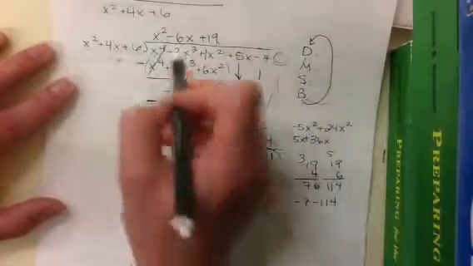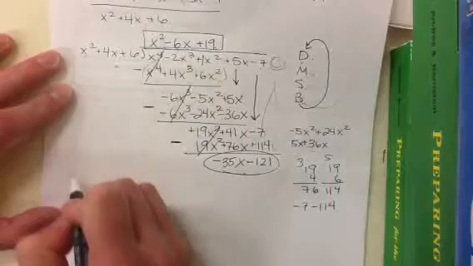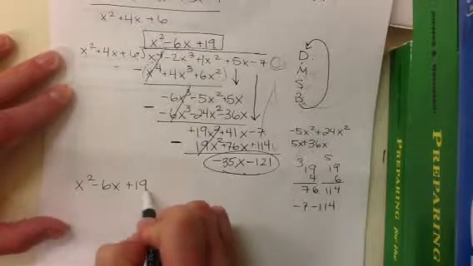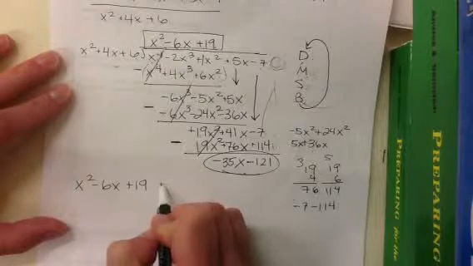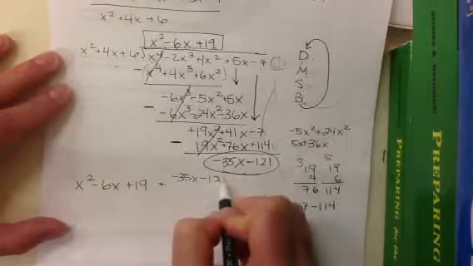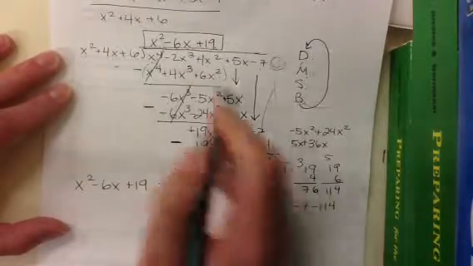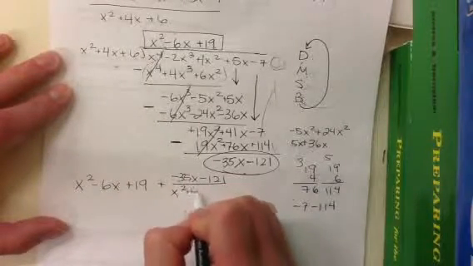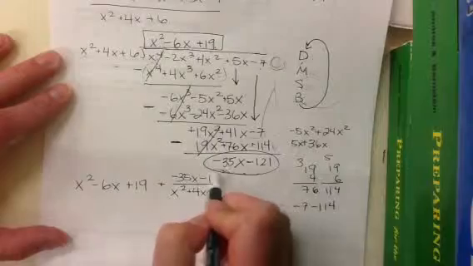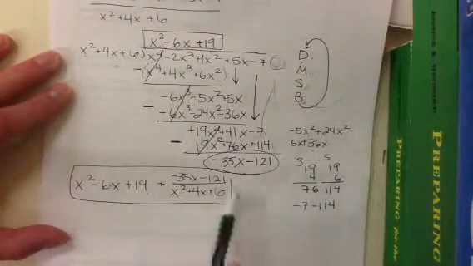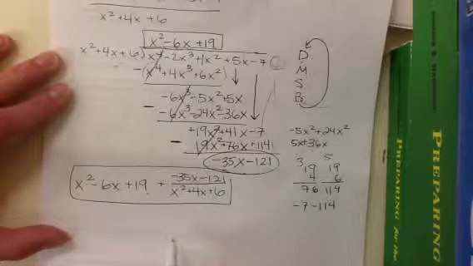So my final answer can be written as what I have up here, x squared minus 6x plus 19. And to write my remainder, I'm going to add on what I got here. And that remainder will be over my original denominator. So it looks a little bit long, but here's my polynomial result, and here's my remainder. And that's my quotient.